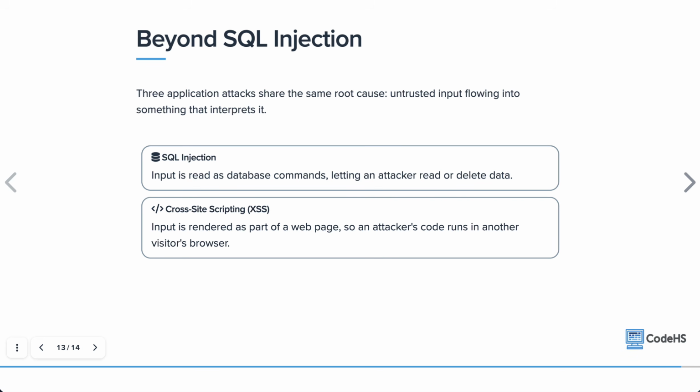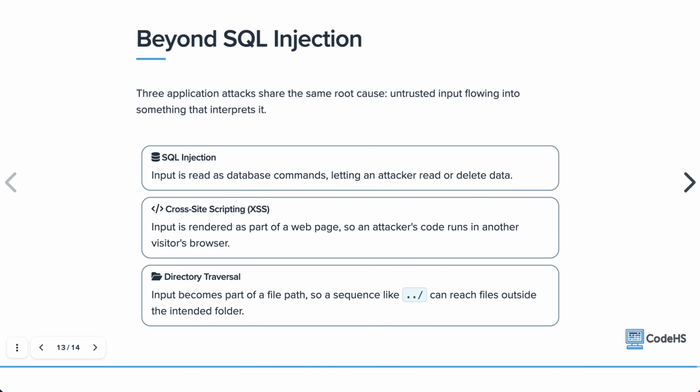Cross-site scripting, or XSS. Input is rendered as part of a web page in another user's browser. Picture a comment field. If a comment contains characters the browser reads as the start of code instead of text, and the site posts it back unchecked, that code runs in the browser of everyone who views the page, or can act as them on the site. A later lesson covers how to spot this kind of input in detail.